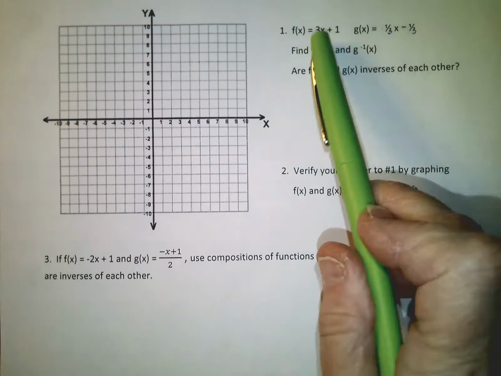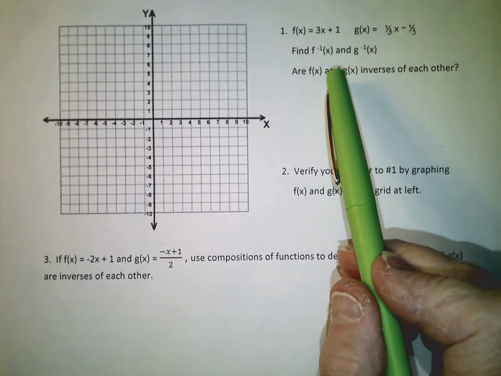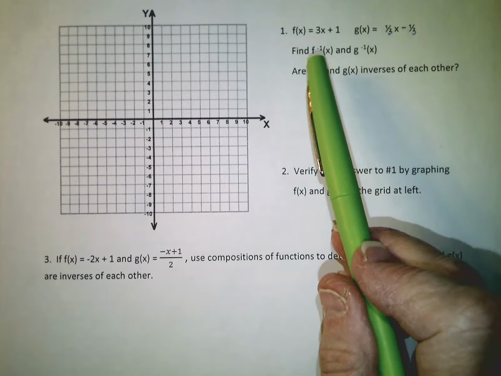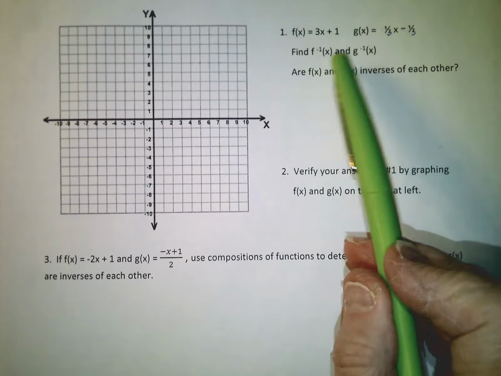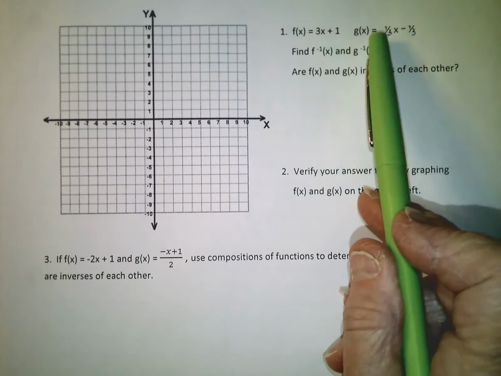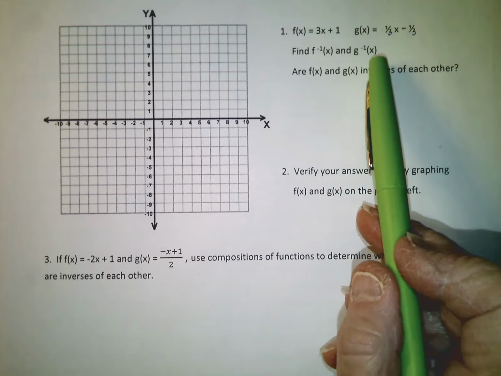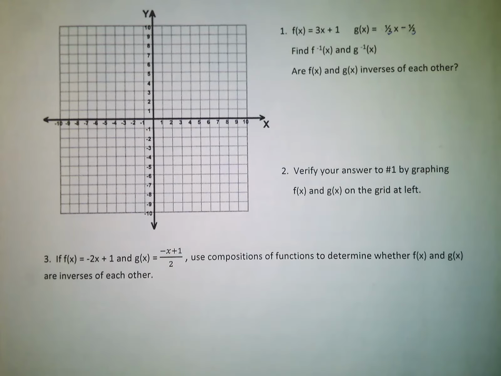On number one, they gave us two functions, and they're asking us to determine whether or not they are inverses of each other by using the method where we actually find the inverse of each one. Does the inverse of the first one come out the same as the second function? Does the inverse of the second function come out the same as the first function? So just take them one at a time.